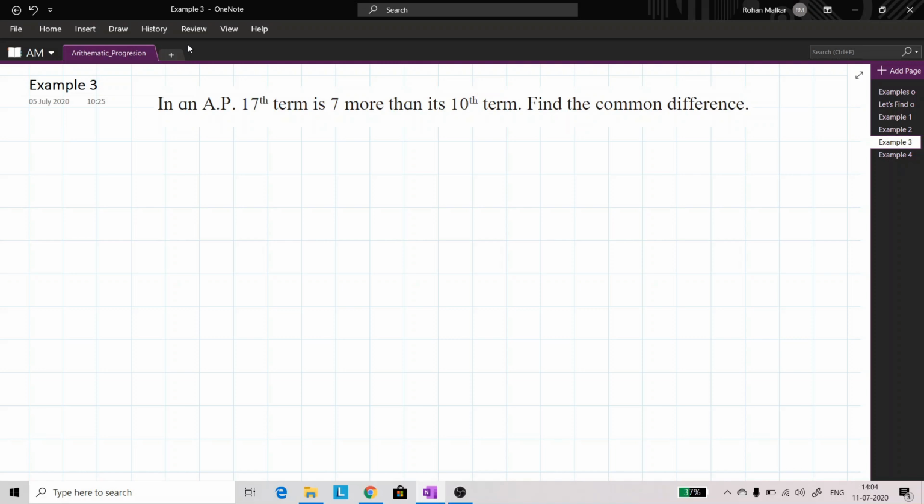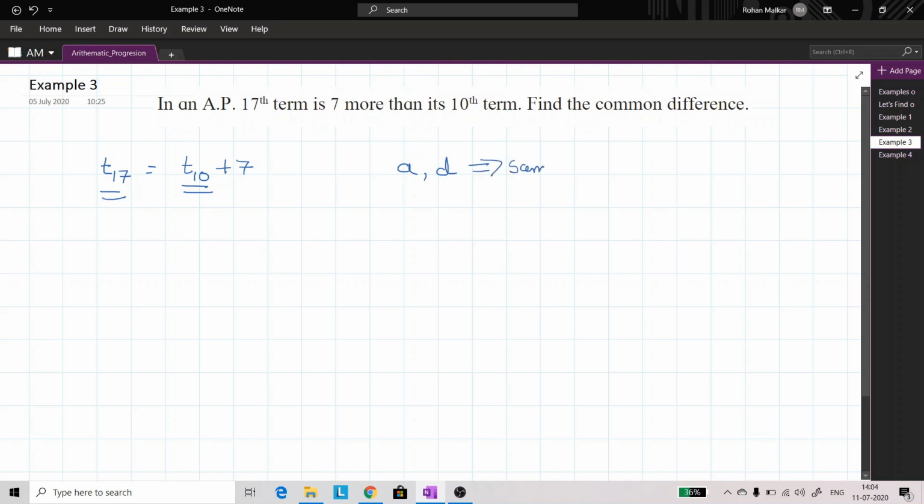In an AP, the 17th term is 7 more than its 10th term, and they're asking you to find out what is the common difference. So let's see, 17th term. So they have said T17 is 7 more than its 10th term. So T10 is the 10th term in an AP, and if you add 7 to that 10th term, you get the 17th term. Since both terms T17 and T10 comprise the same AP, the value of A, that is the starting number of an AP, as well as the common difference for both these terms will remain the same.